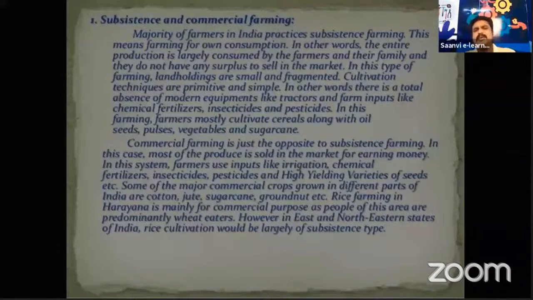Northern states sell their rice in the market because they have no more use for this paddy. They used to eat roti, their food habits we all know. In North India, they sell all these products in the market. So that is all about commercial farming and subsistence farming.